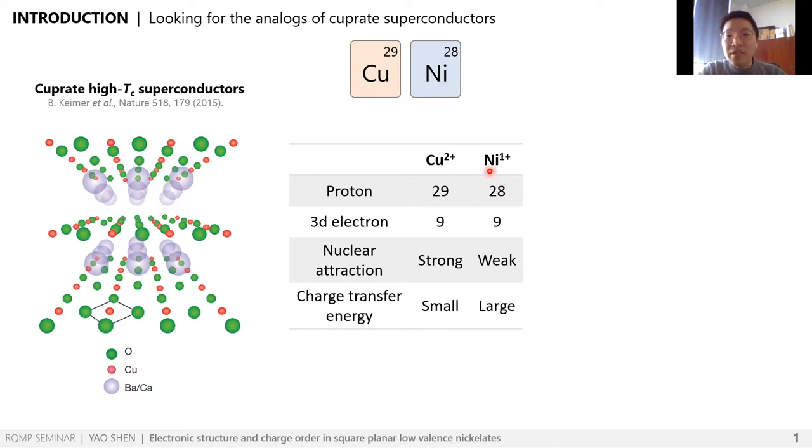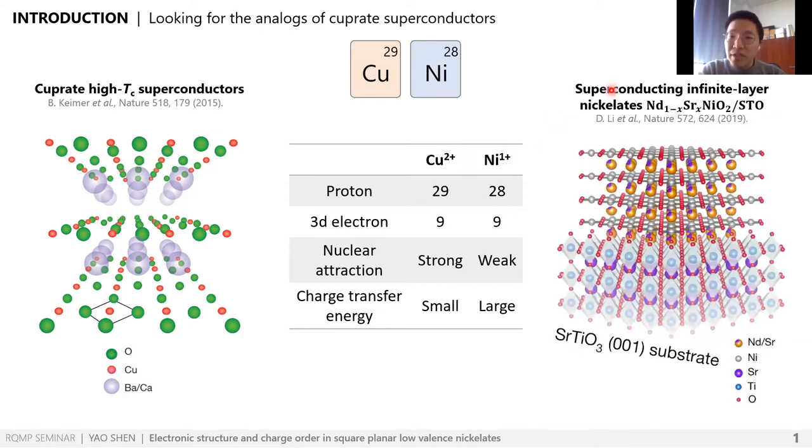If you look at it, here it's a low valence nickelate. So it's nickel 1+ instead of 2+, which is more common in materials. Here it is 1+. It has 9 3d electrons, the same as copper 2+. But the difference is that nickel has a proton less. So what we can expect is that the nuclear attraction for the valence electrons would be weaker for nickel 1+. As a result, you would have a larger charge transfer energy. So the physical properties would be quite different for nickel 1+.